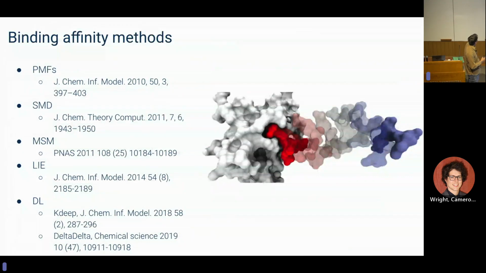And then we even looked at deep learning methods like KDeep in 2018, and DeltaDelta for relative. This is the only relative one, but they're all fast machine learning methods. This actually won a sub-challenge in the D3R challenge for prediction of binding affinity. But these were normal deep learning methods, so no physics.